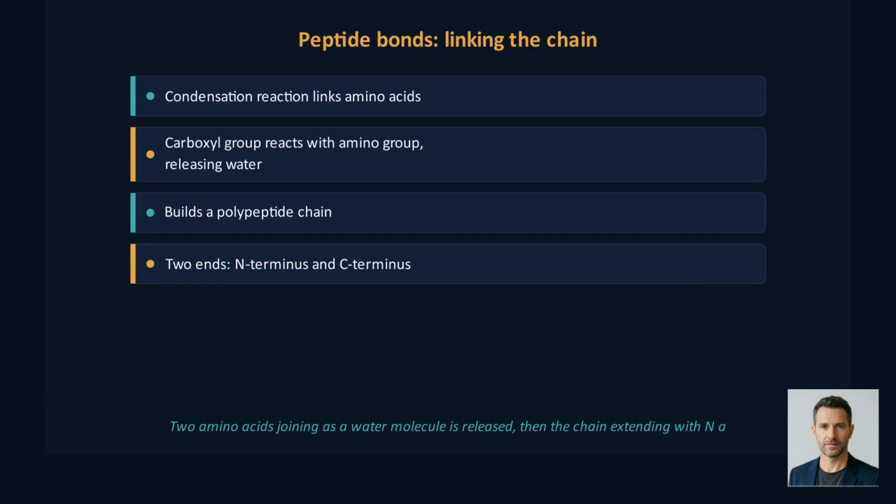That chain has 2 distinct ends. One end is the N-terminus, which carries a free amino group, and the other is the C-terminus, which carries a free carboxyl group. So a protein is a chain with direction and with 2 chemically different ends. We now have a sequence of amino acids. The next question is what that sequence does when it folds.